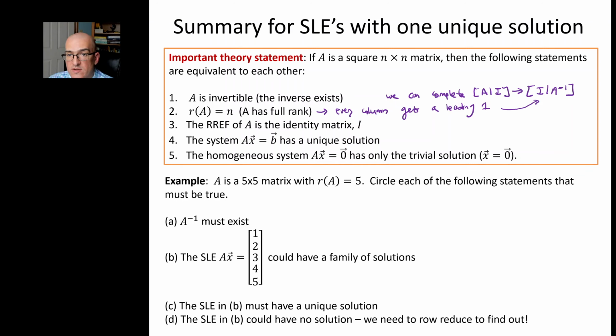The row reduced echelon form of A is the identity matrix. Well, that's again using the same idea that if A is invertible, then you must be able to row reduce A to the identity matrix in order to go through that process. If we said that A is invertible, then that means that the system has a unique solution, since X is equal to A inverse times B.